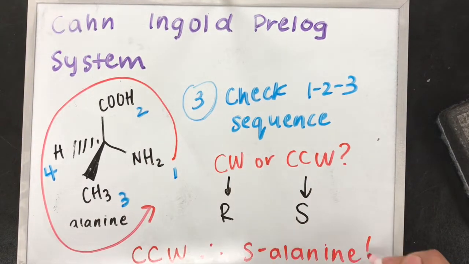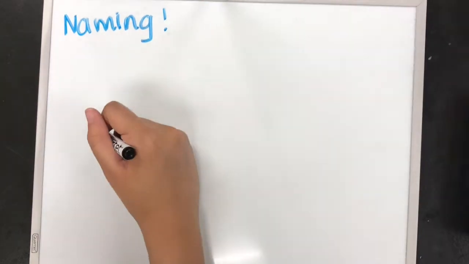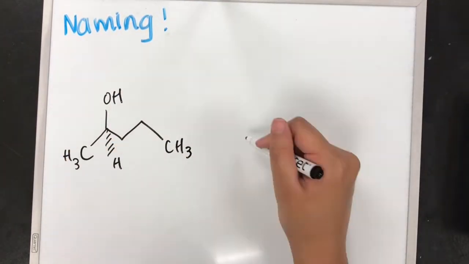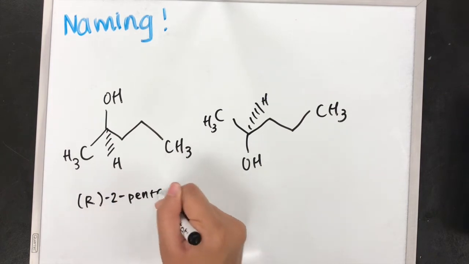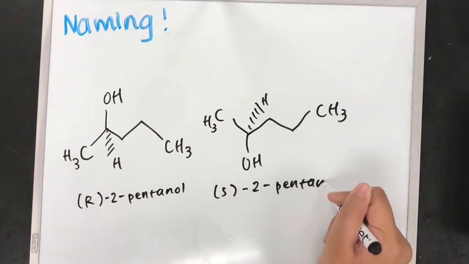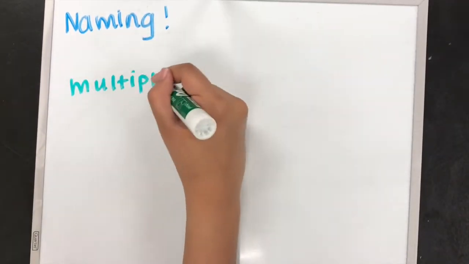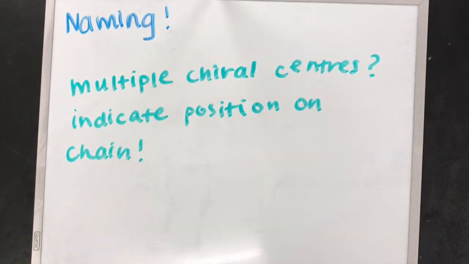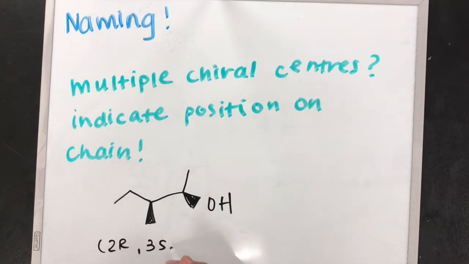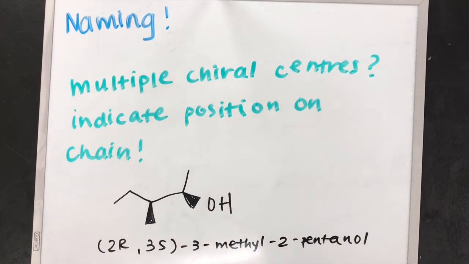Now, you can name the molecule based on this system. When naming a chiral compound, you must specify the R and S configuration in parentheses for the compound name. An example is R-2-pentanol or S-2-pentanol. If multiple chiral centers exist, each configuration must have a number to indicate the position on the chain. For example, this is (2R,3S)-3-methyl-2-pentanol.